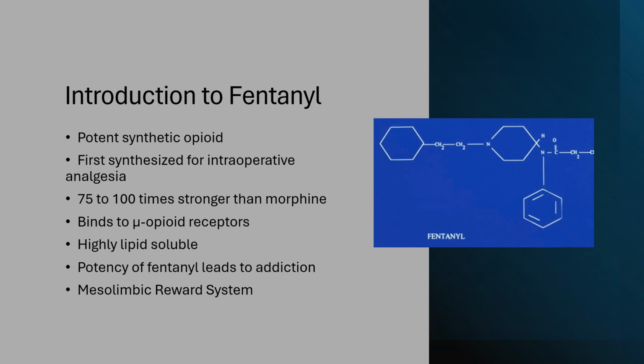Fentanyl binds to opioid receptors in the nucleus accumbens and basolateral amygdala. Fentanyl is highly lipid soluble, which makes it very easy to cross membranes. Due to its potency, fentanyl is highly addictive. Fentanyl triggers the mesolimbic reward system and causes cells in the ventral tegmental area to release dopamine in the nucleus accumbens, which causes euphoria.